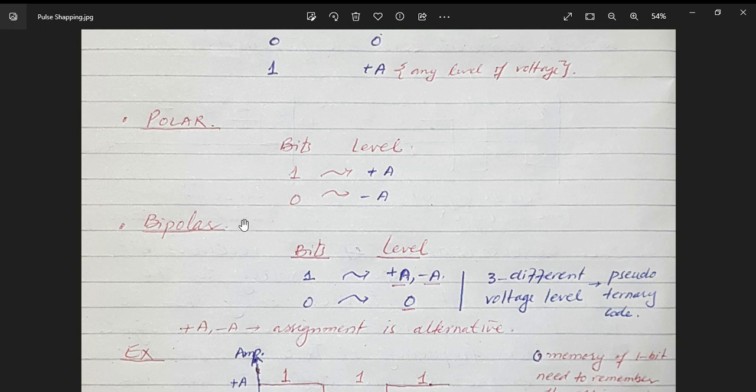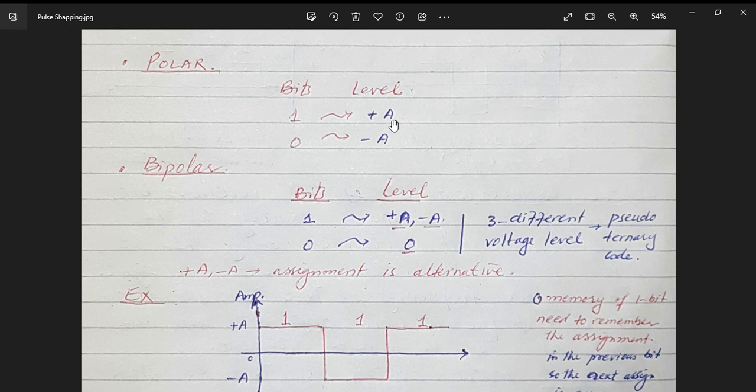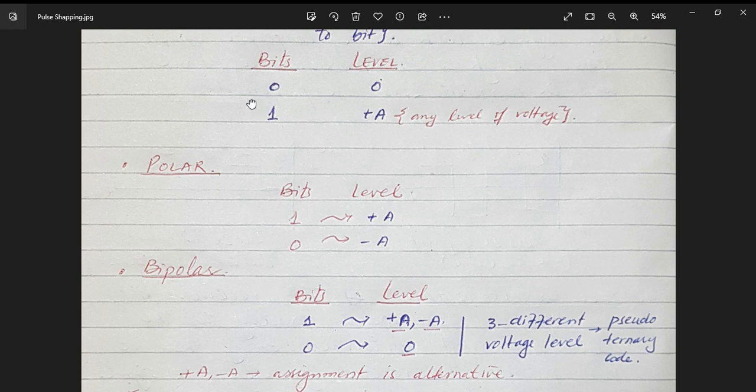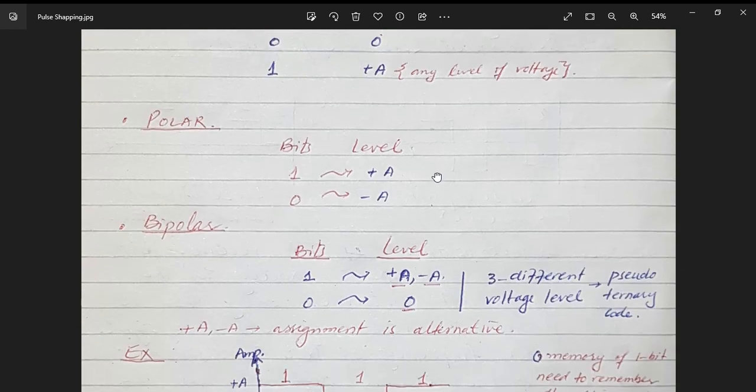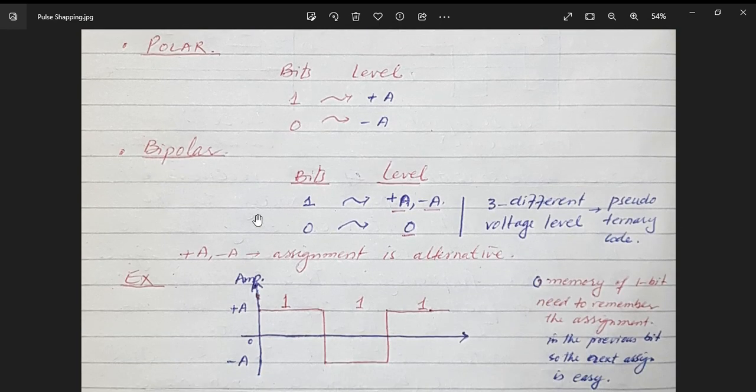The third technique is bipolar. Here you can see two data levels and two signal levels, and you can see the same in unipolar: two data levels, two signal levels. But what about the bipolar? For the bipolar, again you are going to assign levels for the given bits. For example, you have bit 1 or 0. For bit 1, you need to assign either plus 1 or minus 1, and for 0, you need to assign 0. So you are assigning three levels.